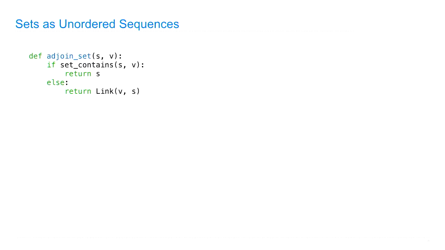We also need to be able to adjoin a value and a set. We're going to define intersection and union in terms of this, so let's just say what it is. Adjoining a set checks to see first whether V is contained within S. If it's already there, then there's nothing to do. We'll just return the set S. Otherwise, V is not in S, so we have to build a new set, a set that starts with V and is followed by S.